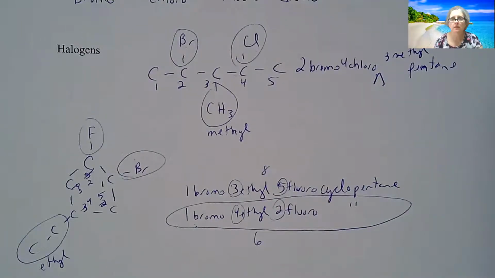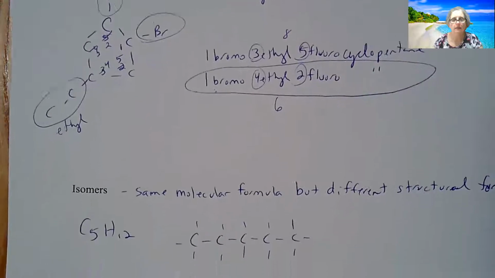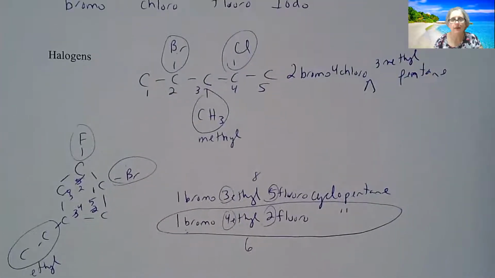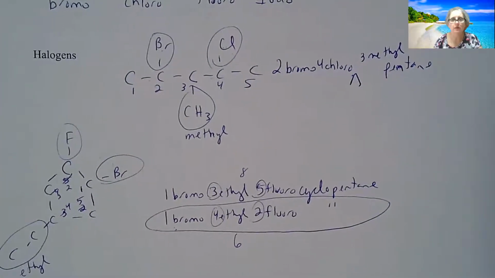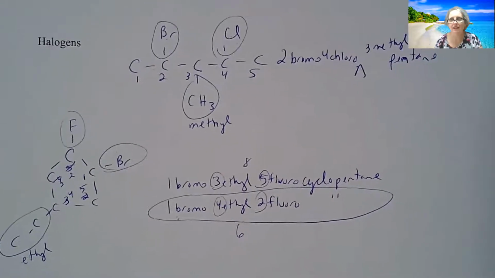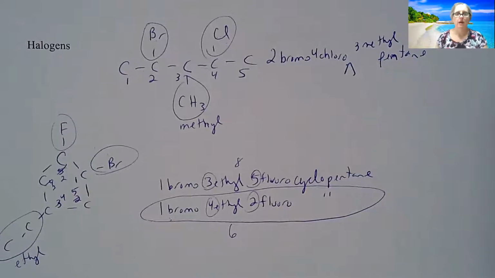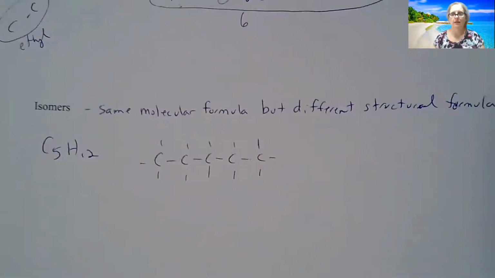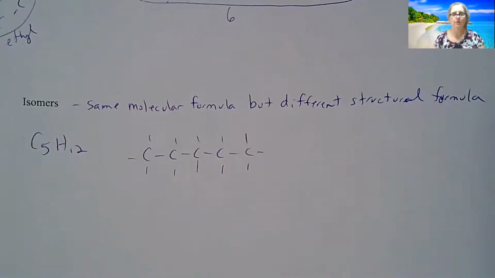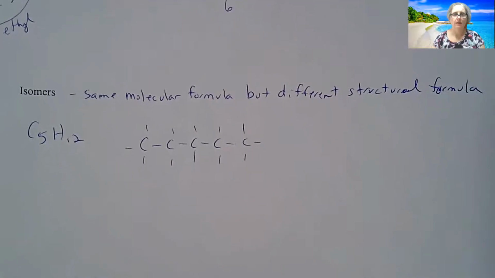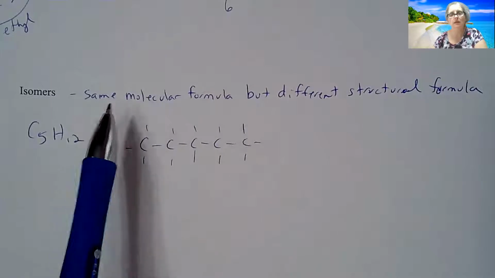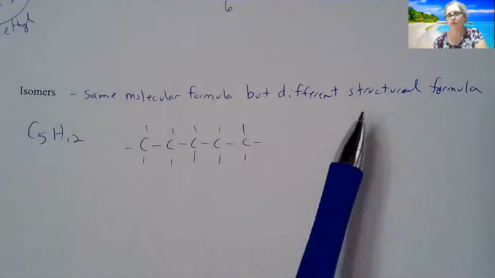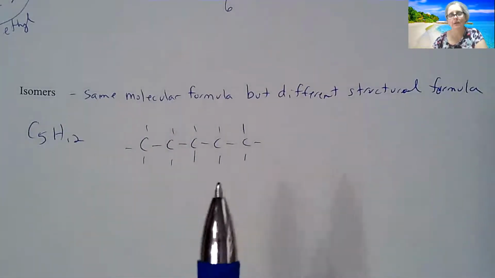All right, so what this video is going to be looking at is isomers. So I need you to go back a couple pages to where we talked about the alkanes. This is kind of how I have the notes set up. So underneath the halogens, you will see where it says isomers. So if you would please copy down the definition. An isomer has the same molecular formula, but a different structural formula. That is what an isomer is.